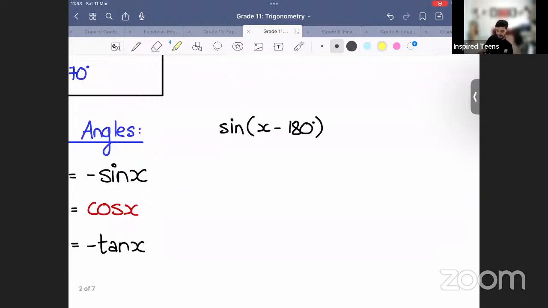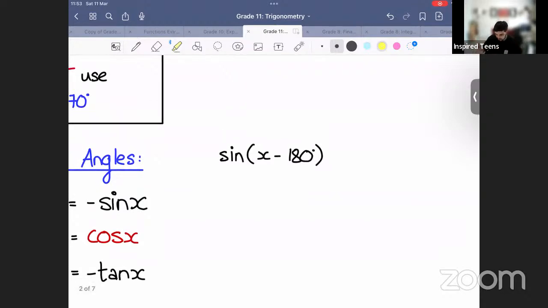I'll tell you what's different about this. The angle is negative, exactly. You can't have the reduction angle as a negative, 100%. Thank you very much, right?